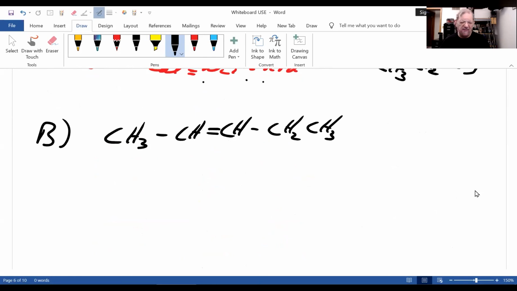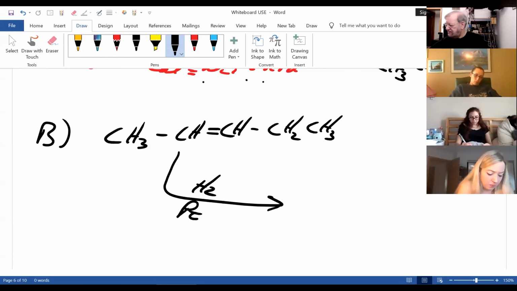Now, sometimes when I'm running out of room on a board or whiteboard, I'll do an arrow like this. And it's your turn. Give the organic product or products for the following. Now we're getting into the good stuff.